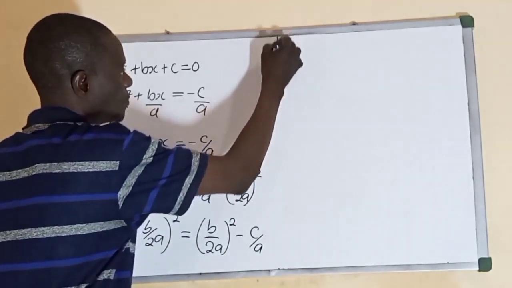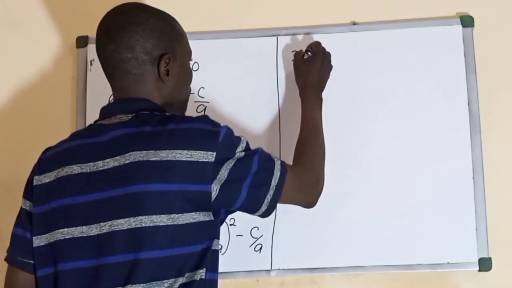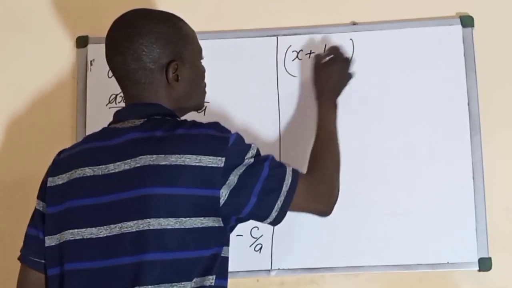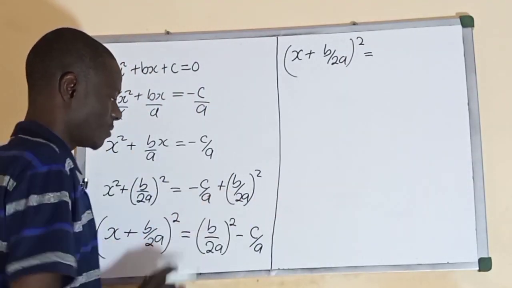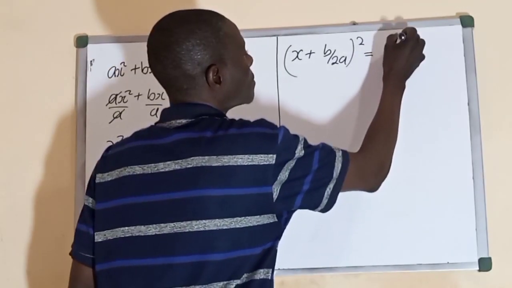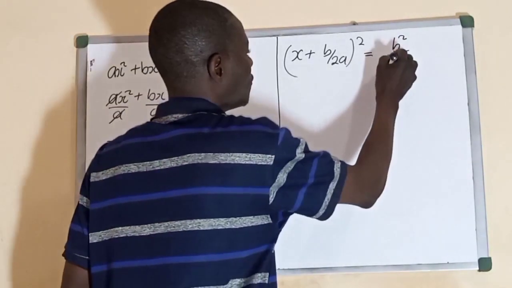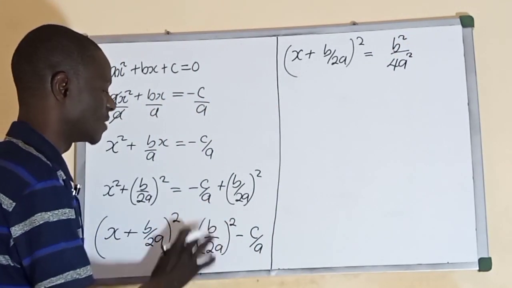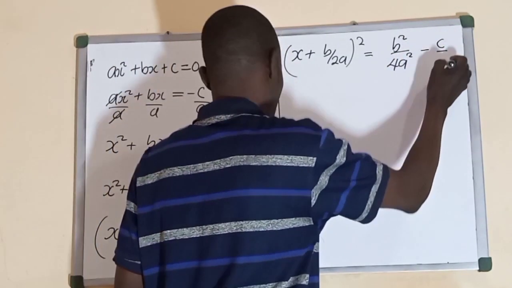Okay, let us continue. So from here we have this x plus b all over 2a. We put it in bracket and square it is equals to this b squared all over 2a squared. B squared is going to give us b squared all over this 2a squared, we are going to have 4a squared. Are we together? We now expand this bracket. Then minus c all over a.